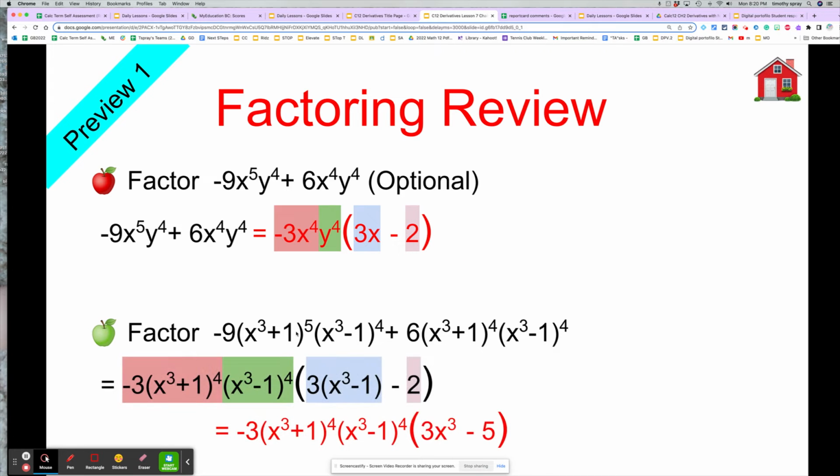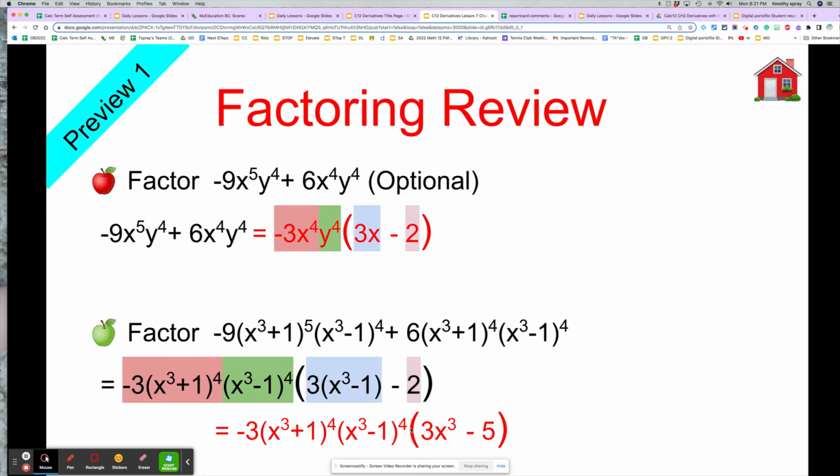This is heating up a little bit. When I see these two terms here, once again, I'm looking at the coefficient first. In the negative 9 and the 6, I can take a negative 3 out, leaving behind a 3 and a 2. And right here, I can take an x cubed plus 1 to the power of 4 out of each of those terms. So I've done that. There's the x to the power of 4, which leaves behind an x to the 3 minus 1 to the power of 1 right there.